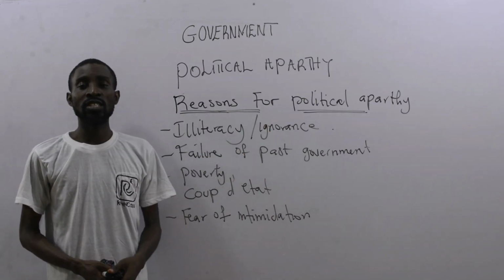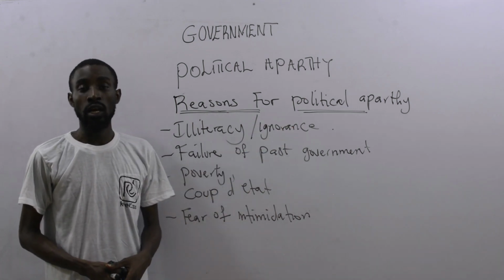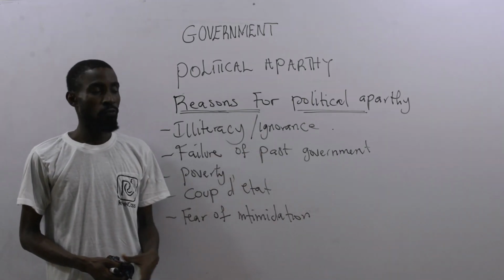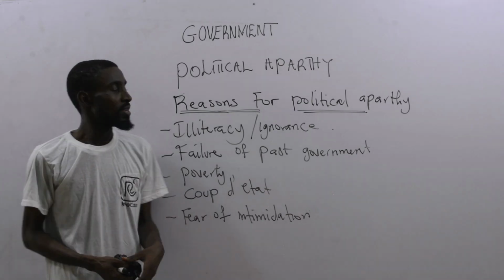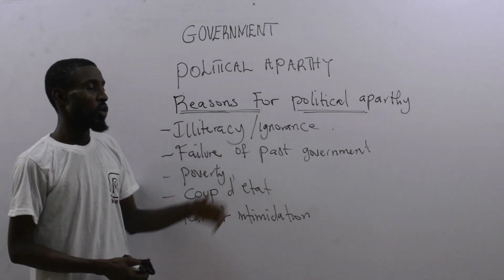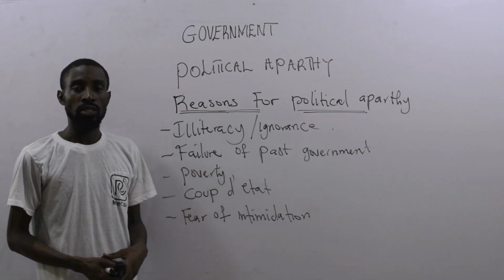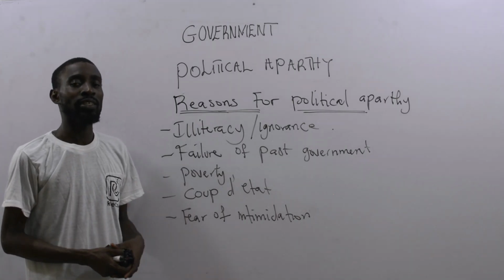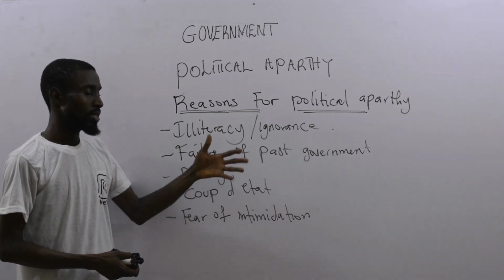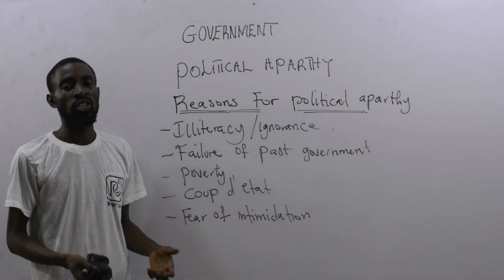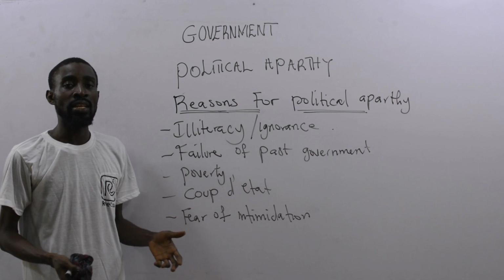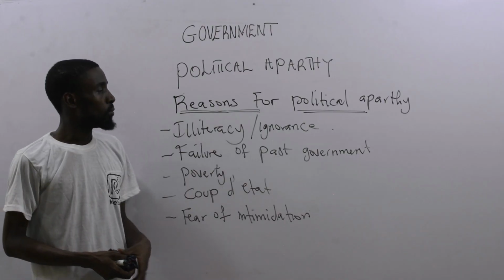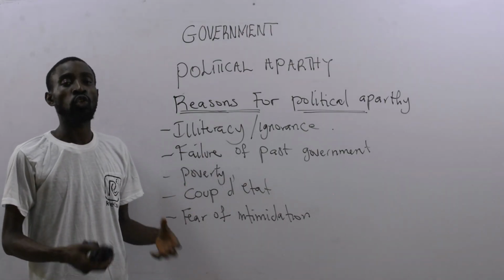These are the reasons why individuals may not want to take active part in the politics of their country. Or you could also say these are the problems of political participation. Number one, we have illiteracy or ignorance. An illiterate or someone who is not educated or someone who is ignorant of what goes on in the country may not see the reason to participate in politics. He or she may see politics as something that belongs to the rich, and as a result, there shouldn't be any need for participation. So ignorance or illiteracy is actually a reason why some persons may not want to participate in politics.